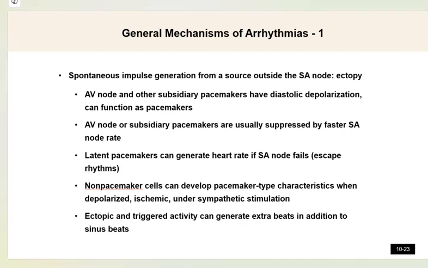The latent pacemakers can generate the heart rate if the SA node fails. So if the SA node fails to give the electrical impulse, you can have escape rhythms like a junctional rhythm, where the impulse is being started in the AV node and not the SA node. The non-pacemaker cells can develop pacemaker-type characteristics when depolarized, or ischemic, or under sympathetic stimulation. The ectopic and triggered activity can generate extra beats in addition to the sinus beats.